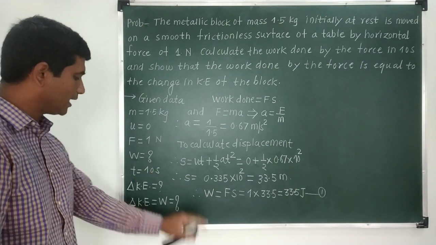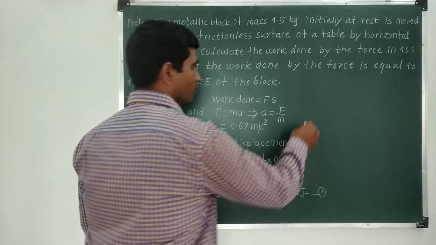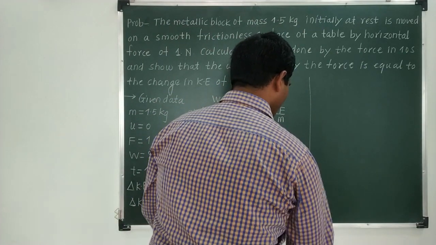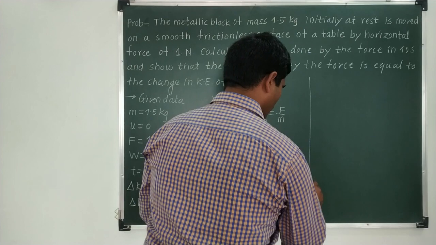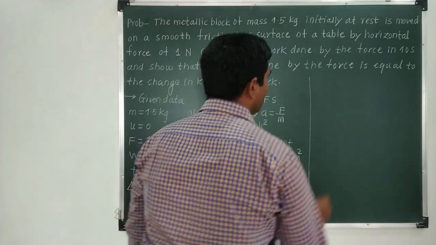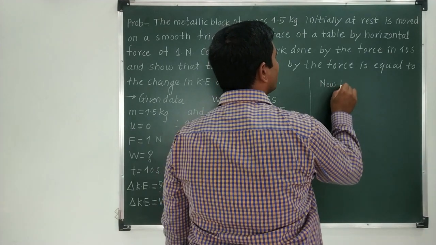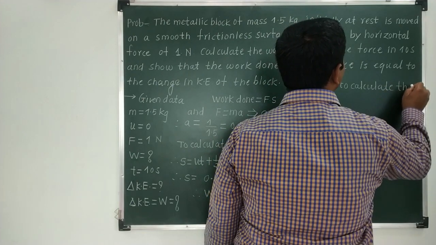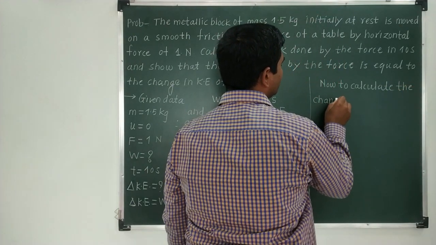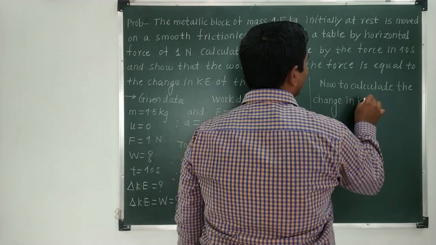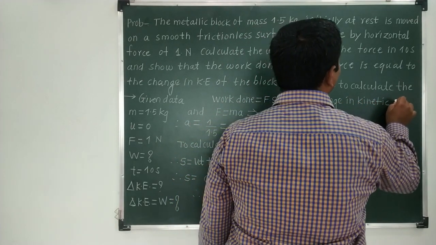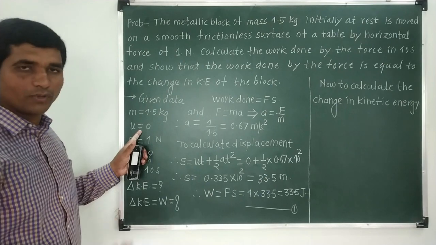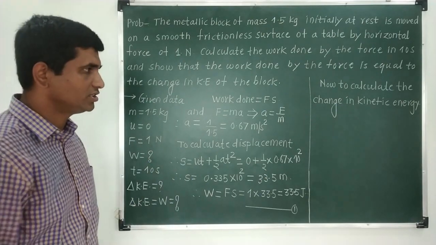Now we will calculate the change in kinetic energy. Change in kinetic energy will require the initial kinetic energy as well as the final kinetic energy. Initial velocity we know is 0, so initial kinetic energy is equal to 0.